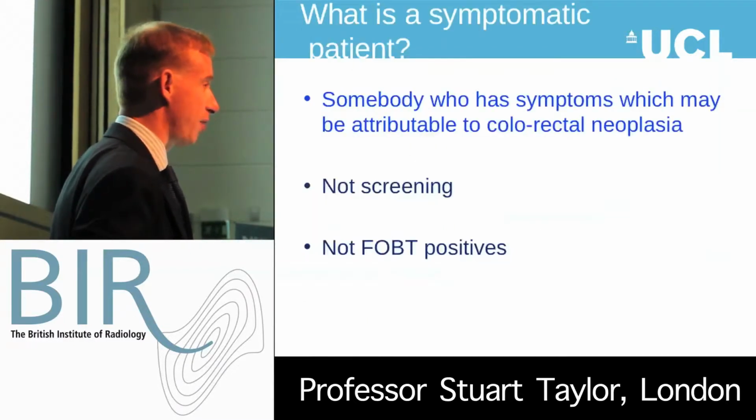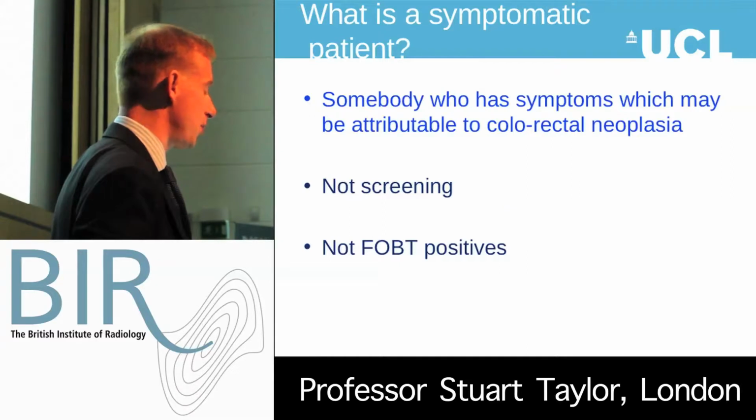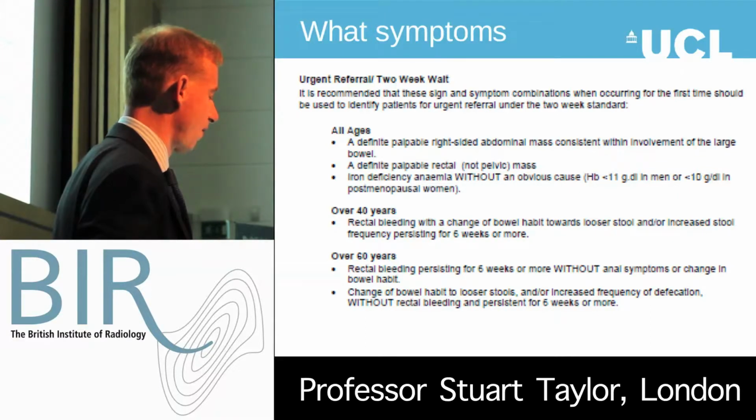Well, it's somebody who may have symptoms because they've got colorectal cancer, that's pretty self-evident. So it's basically not a screening patient. It's not even a patient with a positive FOBT. It's somebody who may have a colorectal cancer and they've got symptoms. And whatever branch of radiology you work in, you will be aware of 2-week wait guidelines that make you do your scans quicker if the patient may have cancer. And colorectal cancer has got its own set of 2-week wait guidelines for symptomatic patients.